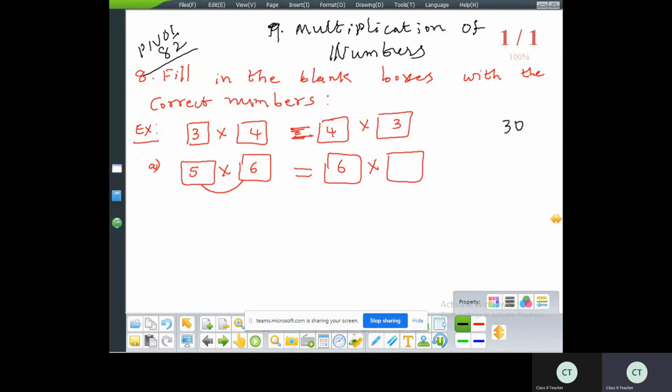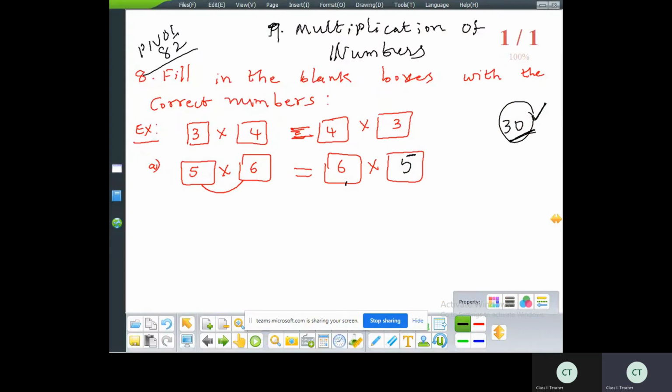Now, on the other side, 6 into, we don't know what is the number in this box. Read 6 table up to getting 30. 6 1s are 6. 6 2s are 12. 6 3s are 18. 6 4s are 24. 6 5s are 30. Yes, 6 is multiplied by 5. 6 into 5, 6 times of 5 is 30. In the blank box, we should write 5.